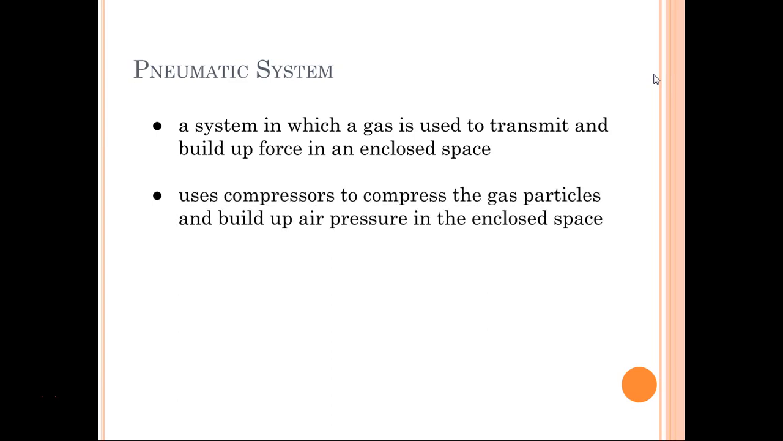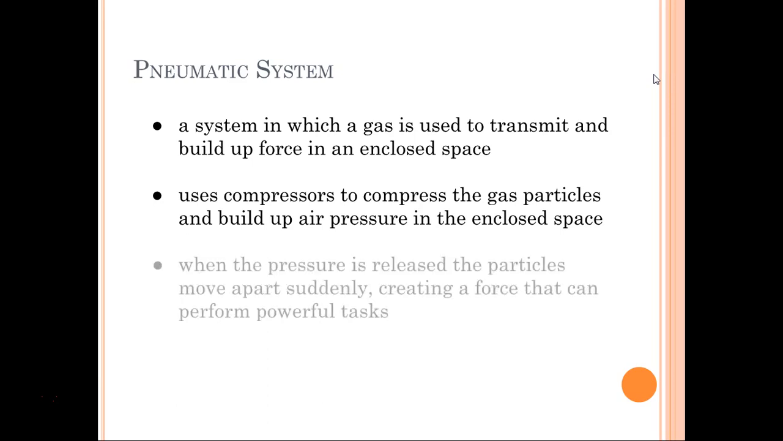It uses compressors in order to compress the gas particles and build up air pressure in the enclosed space. And then oftentimes that gas will be released in a way in order to power something to happen. When the pressure is released, the particles move apart suddenly, creating a force that can power or perform powerful tasks.